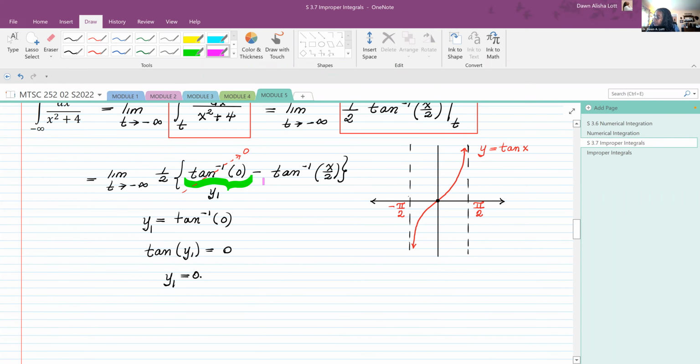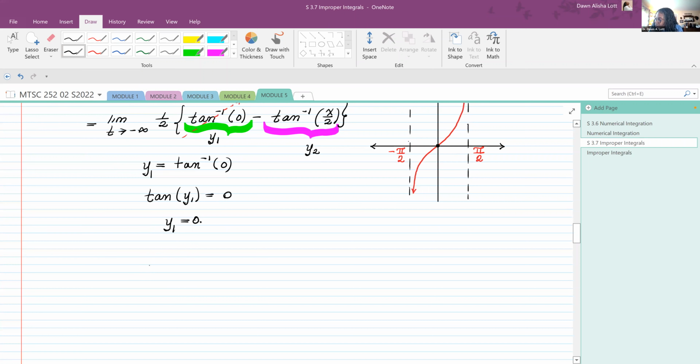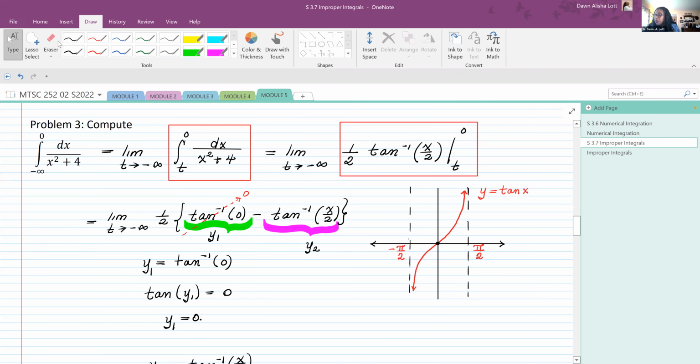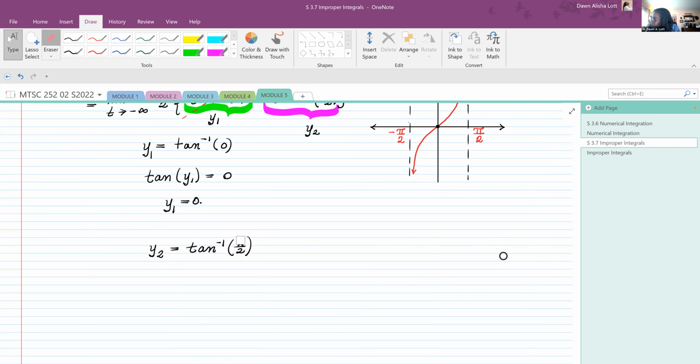Now let's figure out y2. So y2 is the hard piece. That's this piece. Okay, so this is y2. All right, so y2 now has the tan inverse of x/2. I think that should be a t. We evaluated this at t, so this should be t over 2, not x. We've already evaluated it. Thank you, my mistake. So this should be a t.